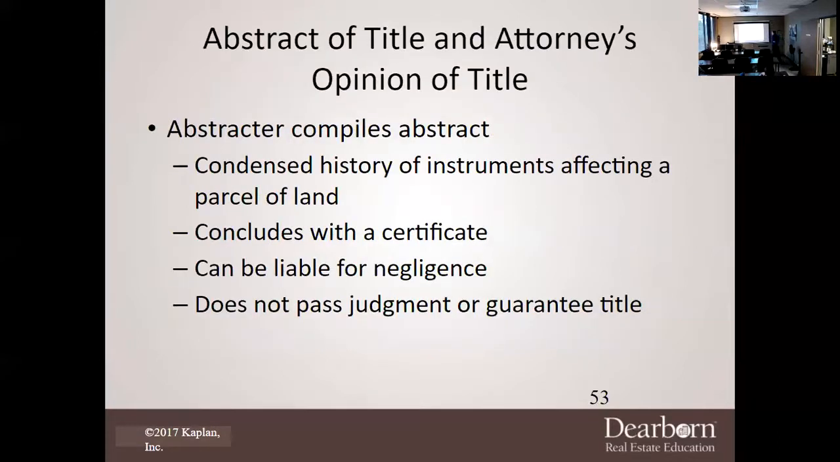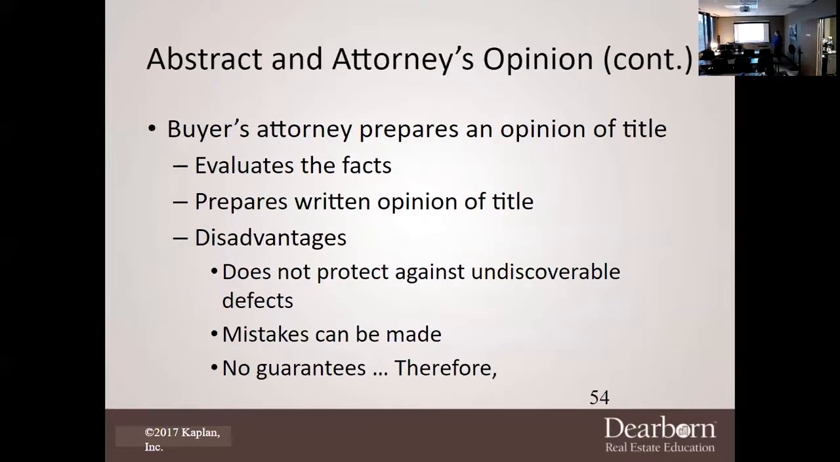Again, an abstractor compiles the abstract, which gives a condensed history of the instruments affecting a parcel of land. They conclude with a certificate, and it can be liable for negligence, but it does not pass judgment or guarantee the title. Okay, it's just here's the information. The buyer's attorney is going to prepare an opinion of title. They look at the information, they evaluate the facts, then they prepare the written opinion of title.